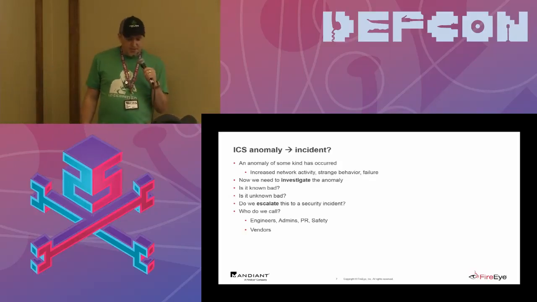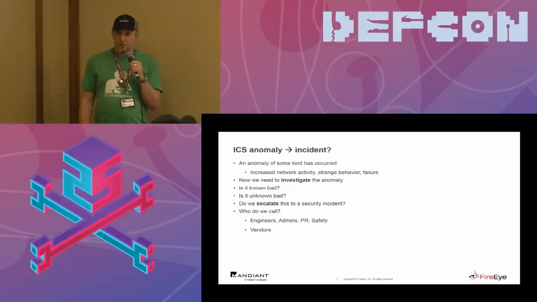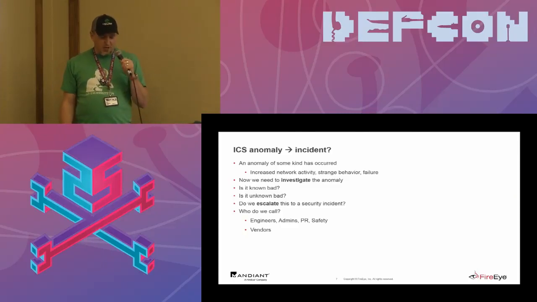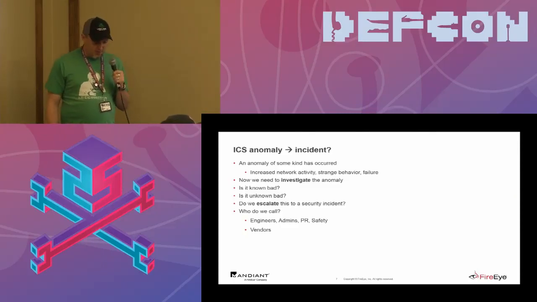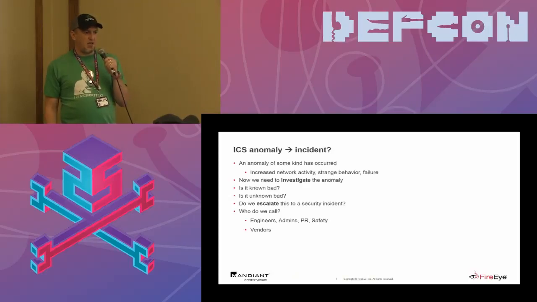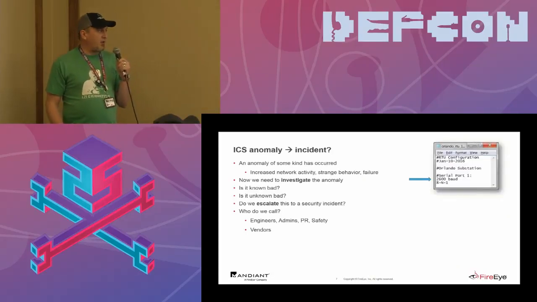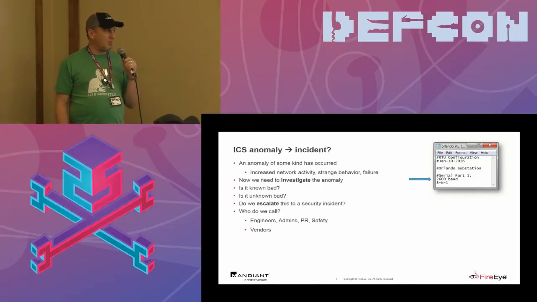So let's talk about ICS anomalies. I know some of you in here know about anomalies on control systems, but we want to say an anomaly of some kind has occurred: increased network activity, strange behavior, some kind of a failure. Now we need to investigate it. Is it known bad? Is it unknown bad? Do we escalate this as a security incident? Do we have to call in our security teams or notify E-ISAC or ICS-CERT or whoever? And who do we call? Do we call engineers, admins, PR, safety, vendors, legal?